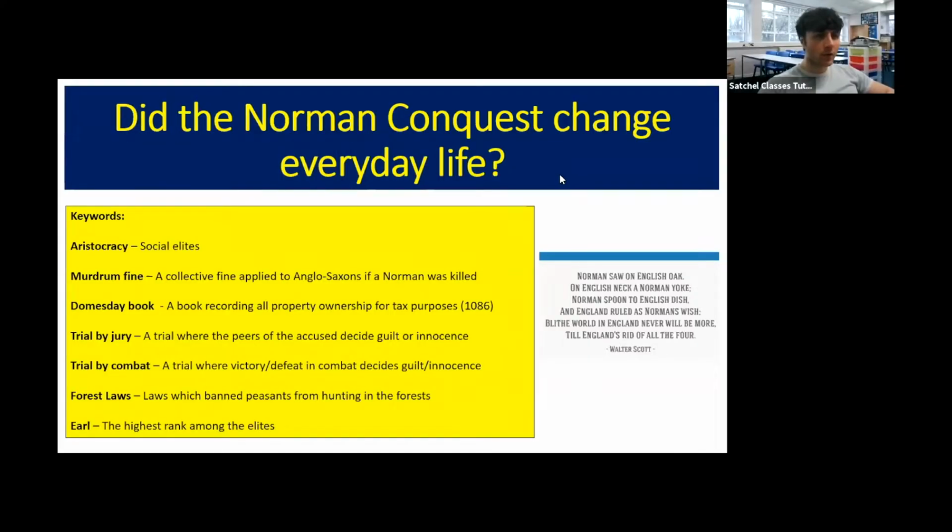Okay, hello and welcome to this lesson on how the Norman Conquest changed or did not change some aspects of everyday life for ordinary people. This lesson is going to be particularly useful for you if you're an AQA GCSE history student, as the lesson is geared to the specification for AQA. But equally, it's going to be useful if you're Edexcel or OCR, or indeed if you're a Key Stage 3 student and you're looking at the impact of the Norman Conquest on everyday life.